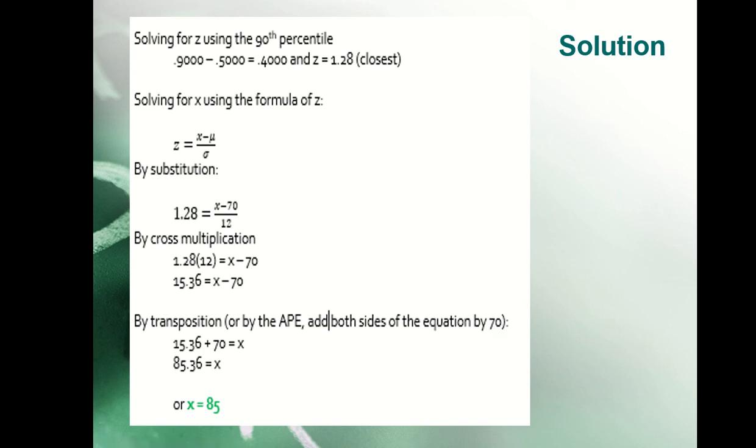O, bakit tayo mag-a-add ng additive inverse ng 70? Para mawala sa kanan ang minus 70. So, minus 70 plus 70 is equal to 0, na-cancel na siya. At napunta doon sa kaliwa, which is yun yung ginagawa natin automatically using the so-called transposition. So here, we obtain an x which is 85.36, or that would be the minimum score para mabilang ka sa upper 10% at ma-qualify ka dun sa scholarship.